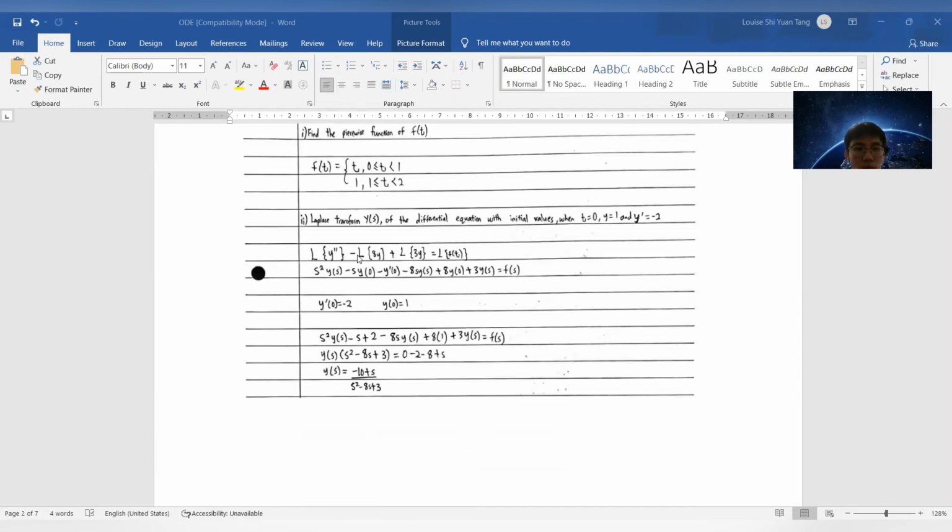L of y double prime minus L of y prime plus Laplace of 3y equals Laplace of f(t), which equals s squared Y(s) minus s y(0) minus y prime(0) minus sY(s) plus y(0) plus 3Y(s) equals F(s). And we follow the steps with y prime(0) equal to negative 2 and y(0) equal to 1, do it step by step, and we get the final answer: negative 10 plus s over s squared minus s plus 3.